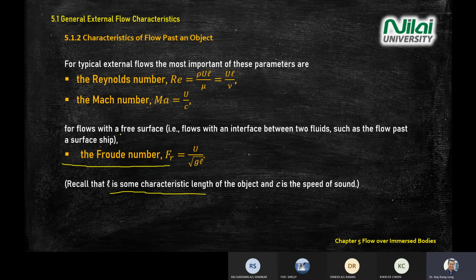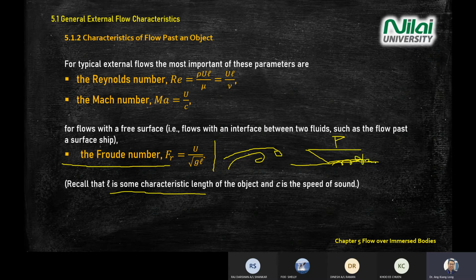Froude number always deals with waves. If you see a ship on the sea, as the ship moves across the sea, you will see a wave generated by the body. So the Froude number is important when you are generating waves. For this module we are not looking into the Froude number, but you should know it or have heard of it before.